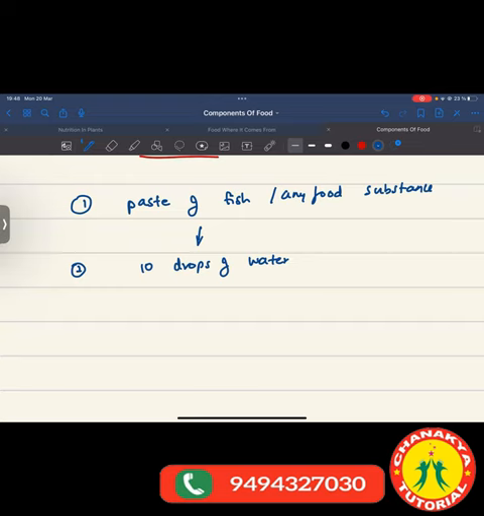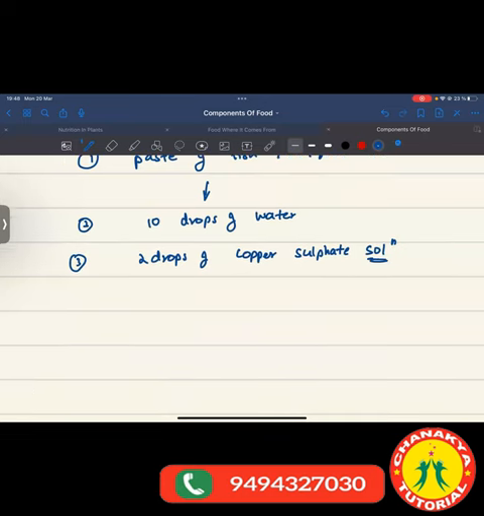And then I'm going to add 2 drops of copper sulfate solution. Copper sulfate is one of a solution. I'll show you the images. So copper sulfate solution, I'm going to add. This is a short form for solution, okay? So copper sulfate solution I'm adding.